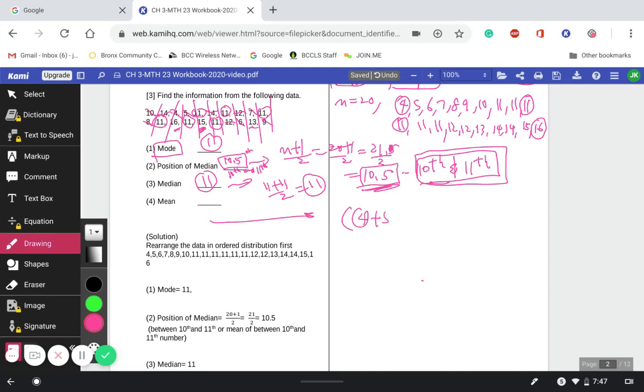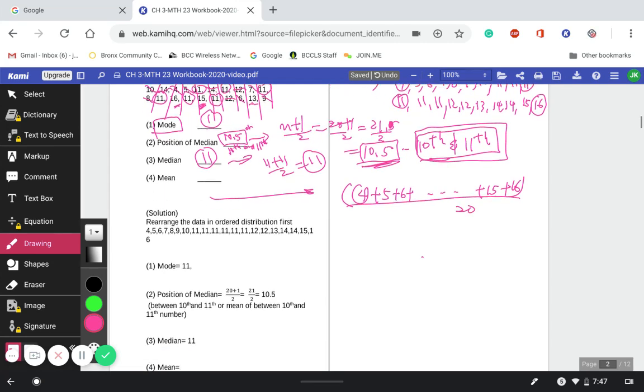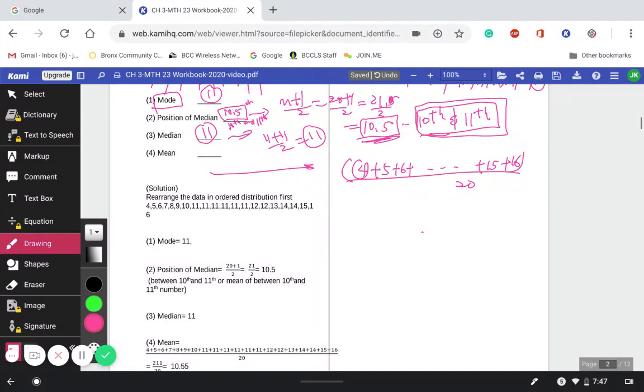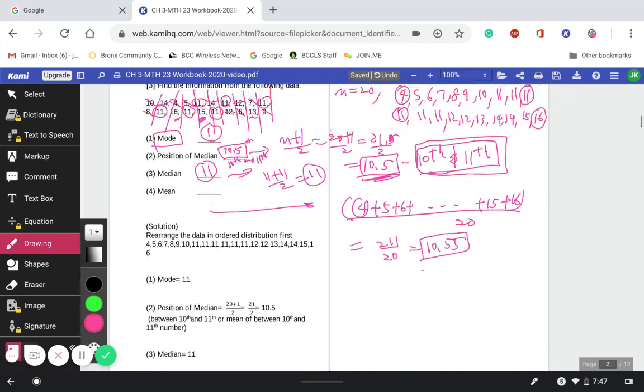Mean value is, again, adding all of this: 4 plus 5 plus 6 plus on and on and on until 15 plus 16, and divide by 20. So when you do that, you get 211 over 20, which is 10.55. So you got 10.55.